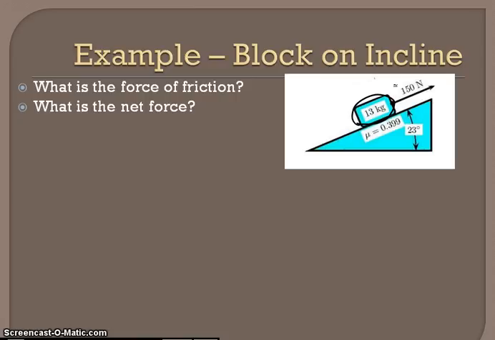And so the question here is, what's the force of friction? So how much friction is applied? And what is the net force that the block is moving with?